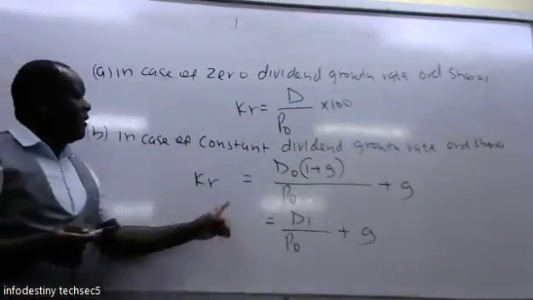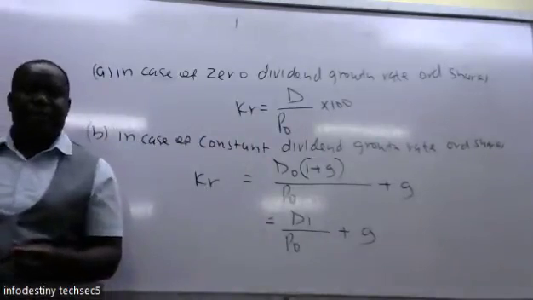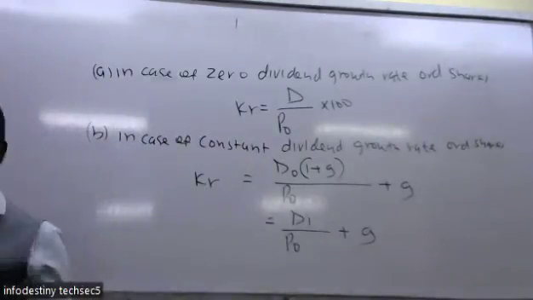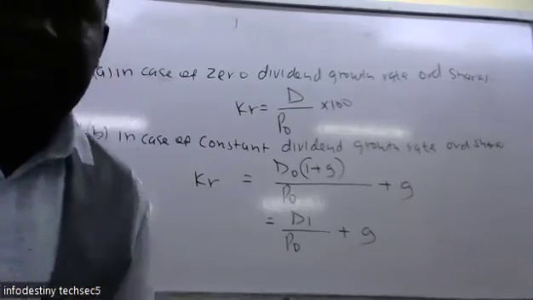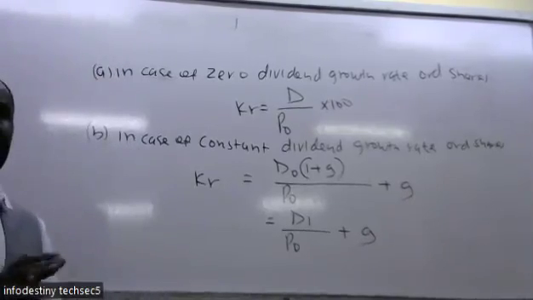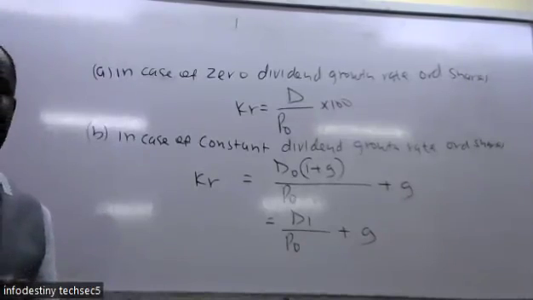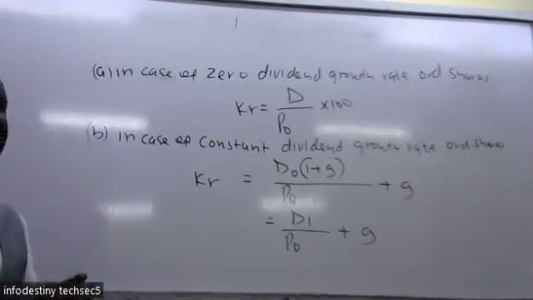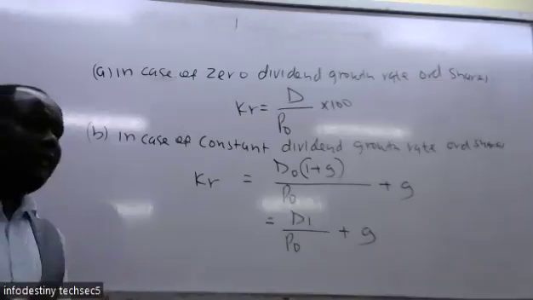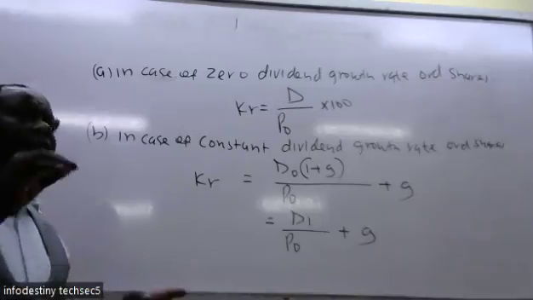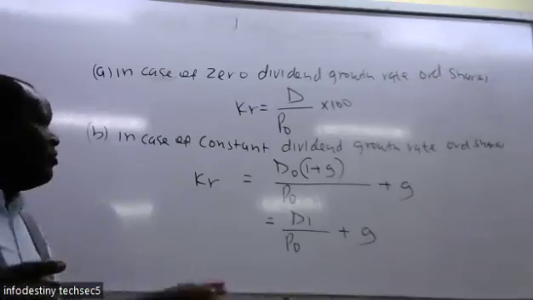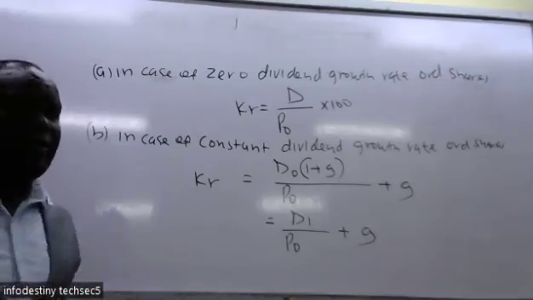So now our KR, which will be the cost for the retained earnings, will now be summarized in that order. We shall now be able to summarize it in that manner. So the cost for the retained earnings is the same as the one for the ordinary share. The only difference now, we simply exclude the flotation cost.